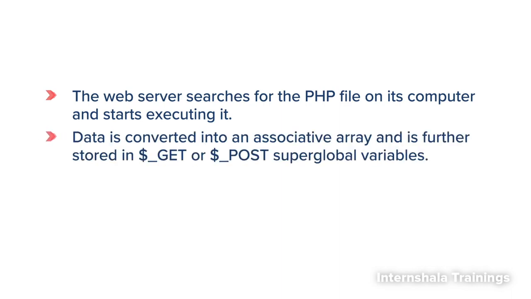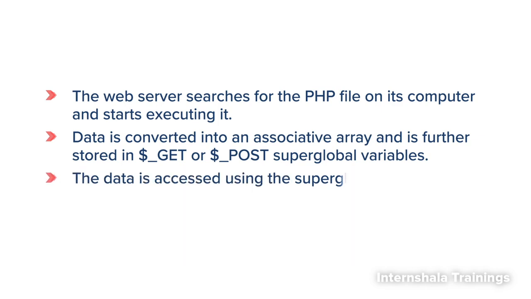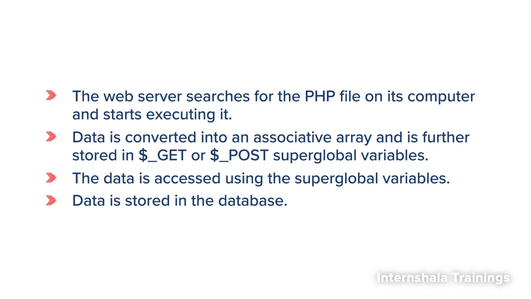As the file is executed, the web server converts the key value data into an associative array that can be accessed through PHP. Depending on the type of method attribute used, the associative array is stored in $get and $post superglobal variables, which we can use to access these data. We have already discussed in detail what superglobal variables are in the previous topic. We can further use this user data to store in the database. Now, how to store the data in the database, we will understand in the next topic.